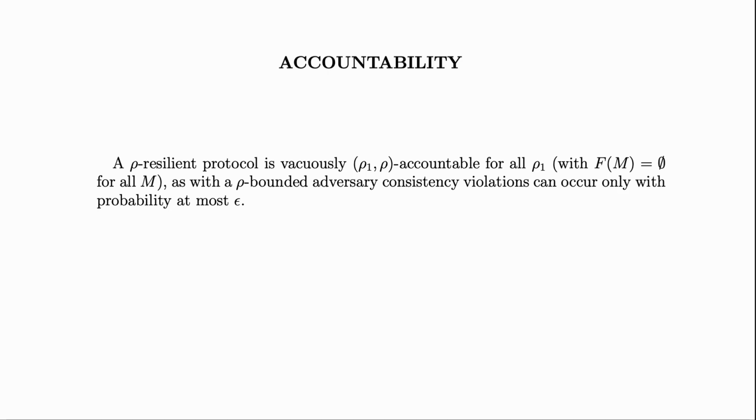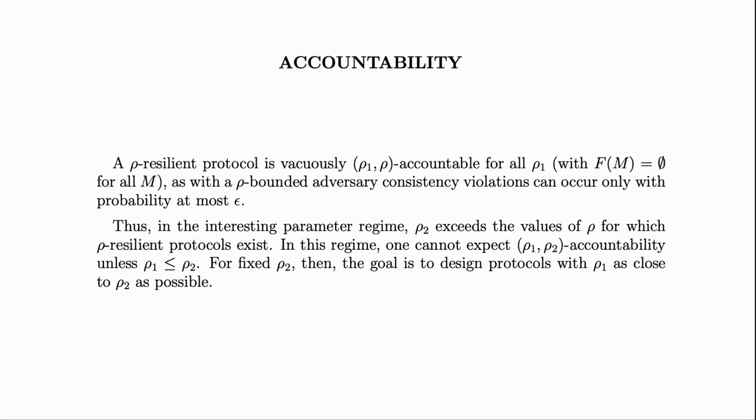Let's note that a ρ-resilient protocol is vacuously ρ1, ρ accountable for all ρ1, because with a ρ-bounded adversary, consistency violations can be avoided anyway. So there's nothing interesting happening in that case. In the interesting parameter regime, ρ2 exceeds the values of ρ for which ρ-resilient protocols exist. We're interested in accountability when the adversary is large enough to cause consistency violations. Otherwise, it's vacuous. In this regime, one cannot expect ρ1, ρ2 accountability unless ρ1 is less than or equal to ρ2. So for fixed ρ2, the goal is to design protocols with ρ1 as close to ρ2 as possible.